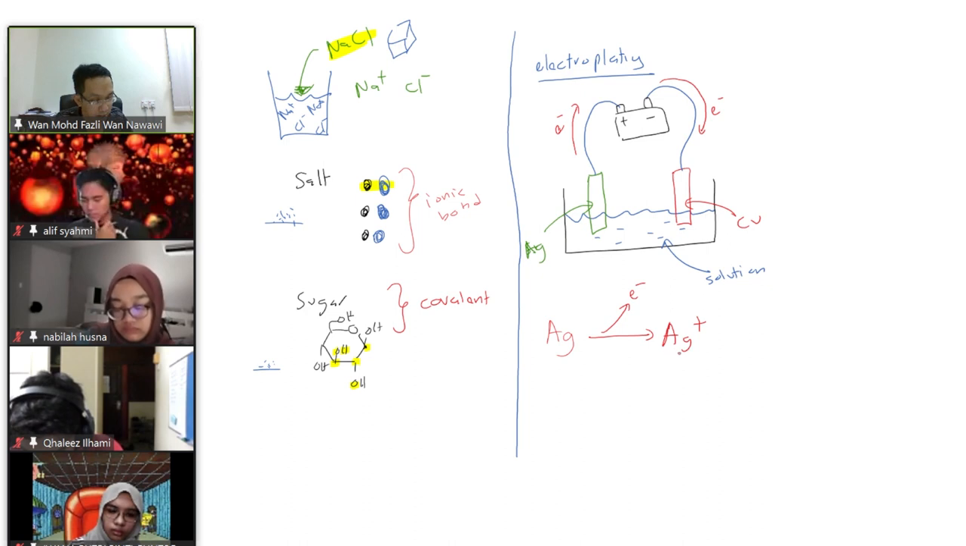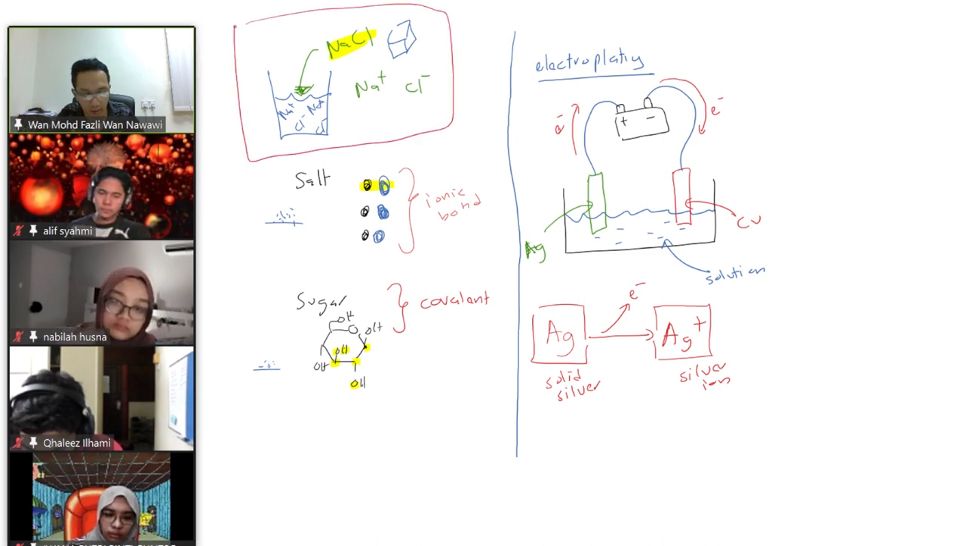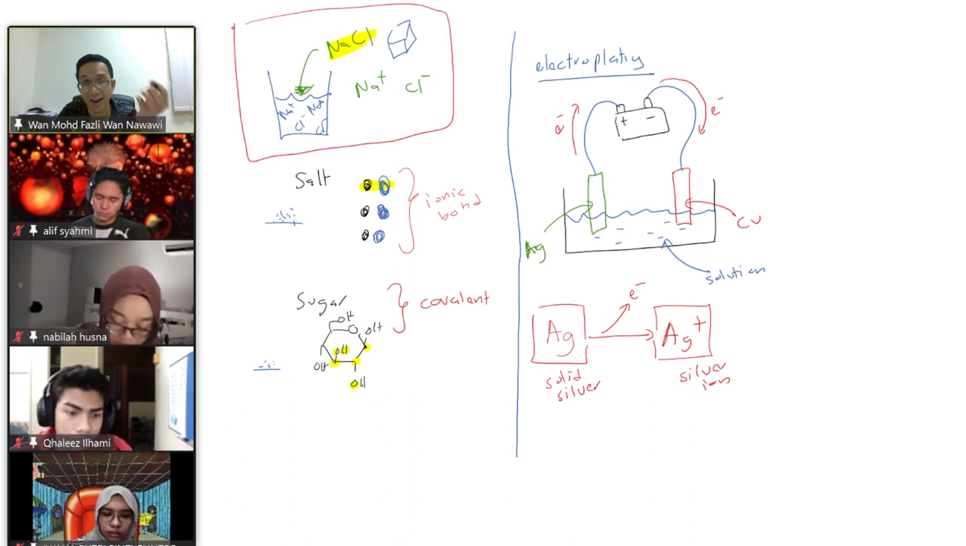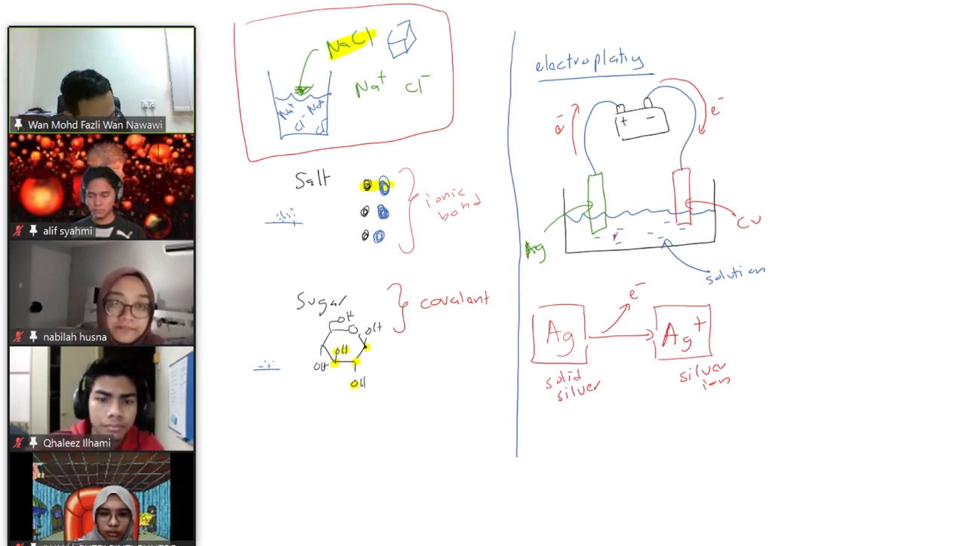So what is left here is the silver ion. This is solid silver. The ion is not solid, because one of the abilities of ions is that they can dissolve in water, like we see with salt. So in this case, when the solid silver loses electrons, the silver ions can go into the solution.